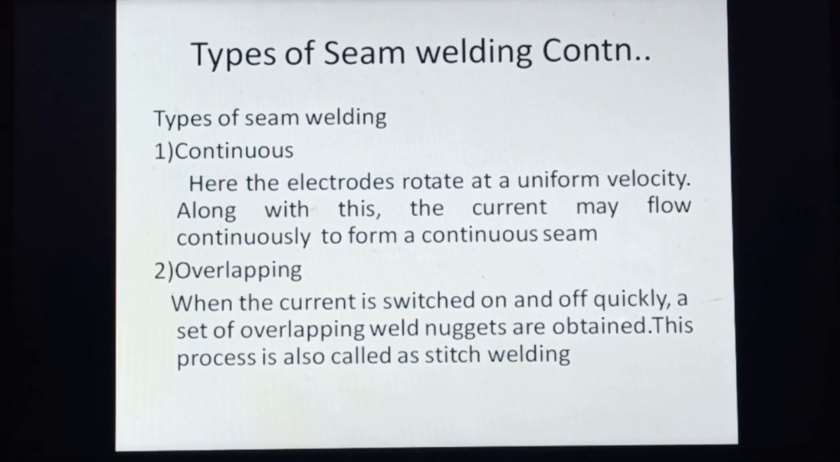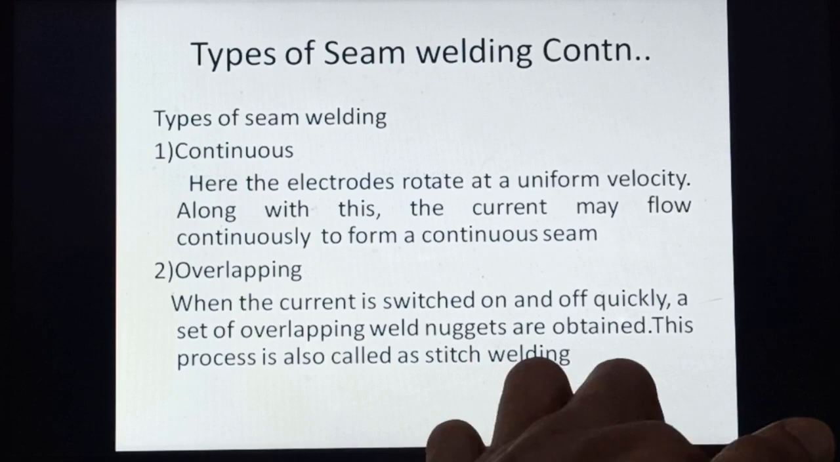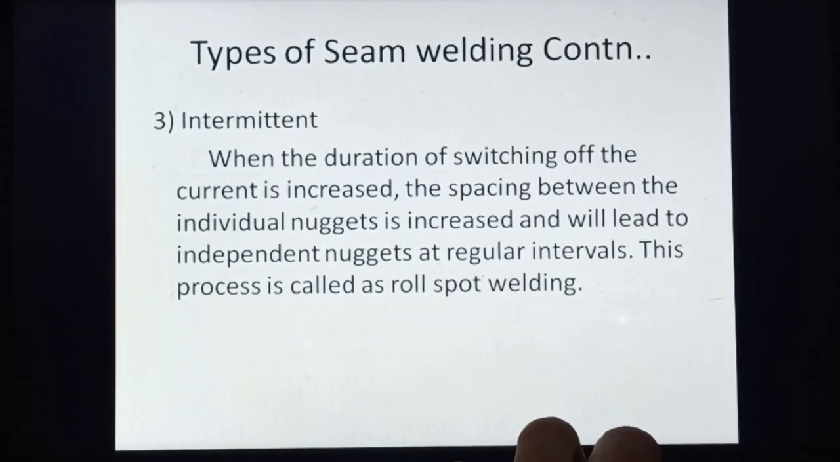Second one is overlapping seam welding. Here the current is switched on and off quickly. Due to that, a set of overlapping weld nuggets is obtained. This process is also called stitch welding.